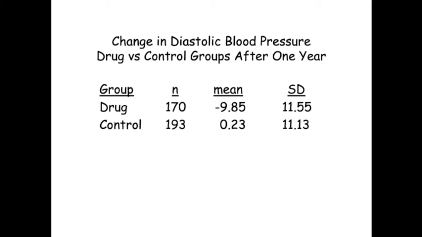This table shows the means and standard deviations for a study of the effect of drug intervention on mild hypertension. Negative scores indicate a decrease in diastolic blood pressure. We see a difference between groups when we compare the means. However, the variability in scores is quite similar between groups.